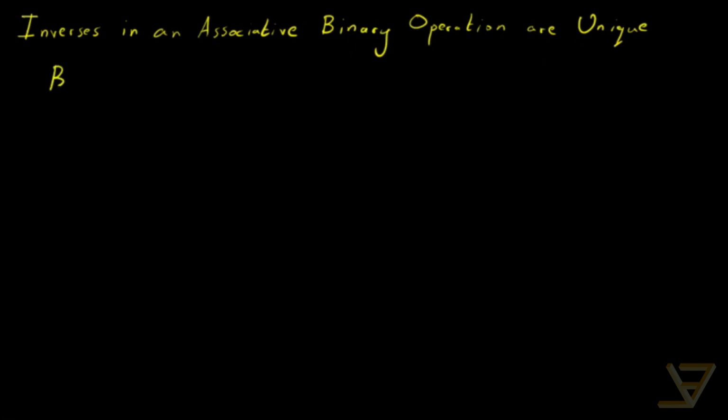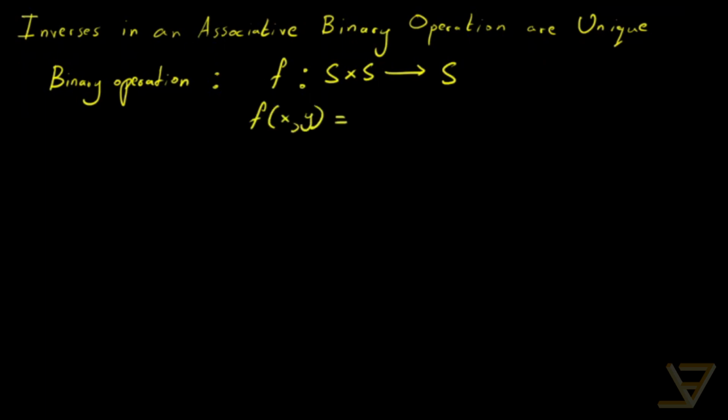First of all, a binary operation. We'll remind ourselves of the fact that it's something like this. It's a function from a set S crossed by itself, a Cartesian product, mapping to the set, and instead of using prefix notation like this, we're going to use infix notation like this. So we're going to put the function in between the two elements that it's operating on.